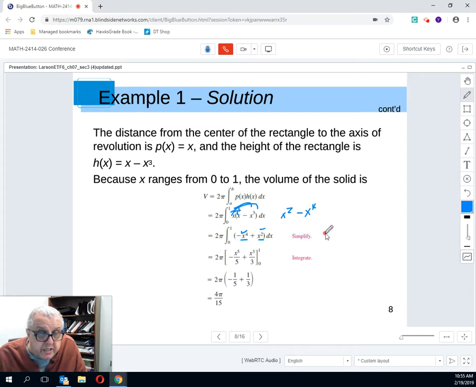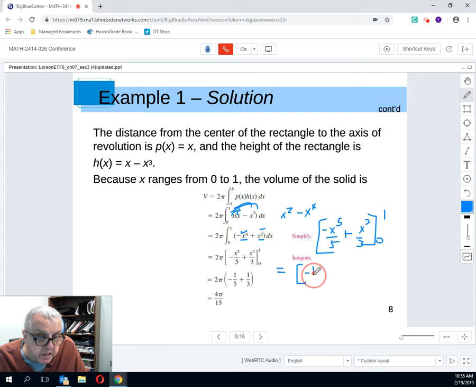Then they integrated negative x to the fourth. You add 1 to the power, and then you bring the power down. The next one, x squared, is add 1 to the power, then you bring the power down. And this gets integrated from 0 to 1. So we integrated it, and now we're going to plug 0 and 1 in there. First, you plug 1 in there.